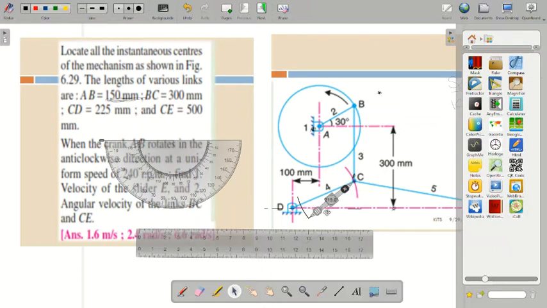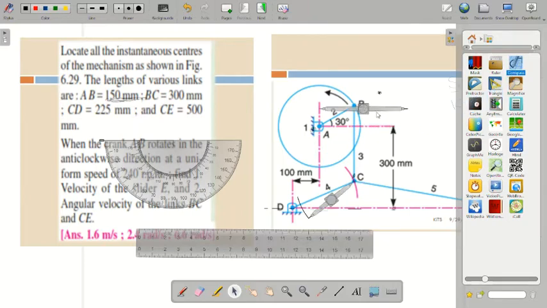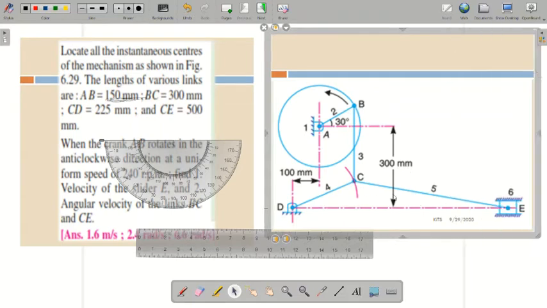At the same time, once again take the compass. What is the CE value? CE value is 500 mm. 500 mm divided by 50. What is the answer? 500 mm divided by 50 means you will get 10. Take 10 in the compass.